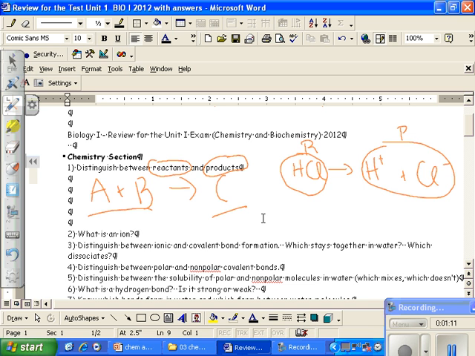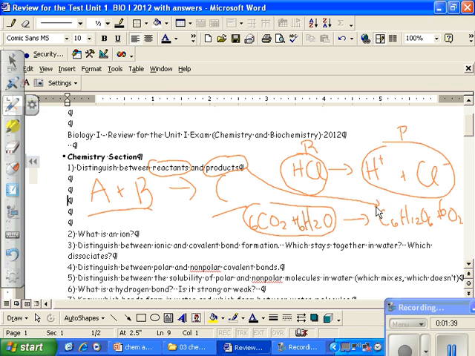Here's another one. Let's take CO2 plus H2O, and that makes C6H12O6 plus oxygen. And if you want to balance it, there'd be a 6 here, and a 6 here, and a 6 here. Okay, the reactants are the things you start with, and the products are what you produce, the things you end with.